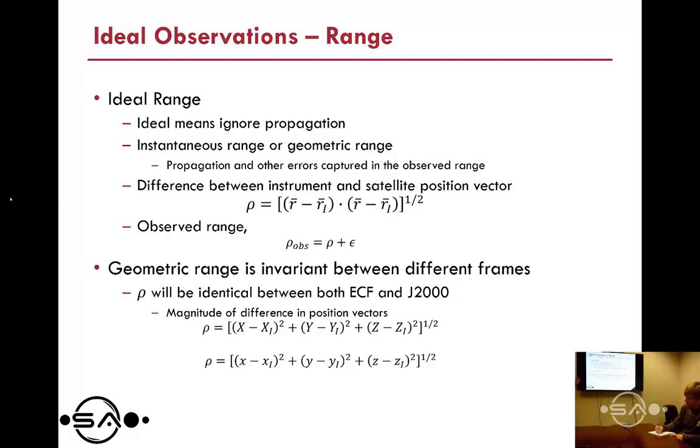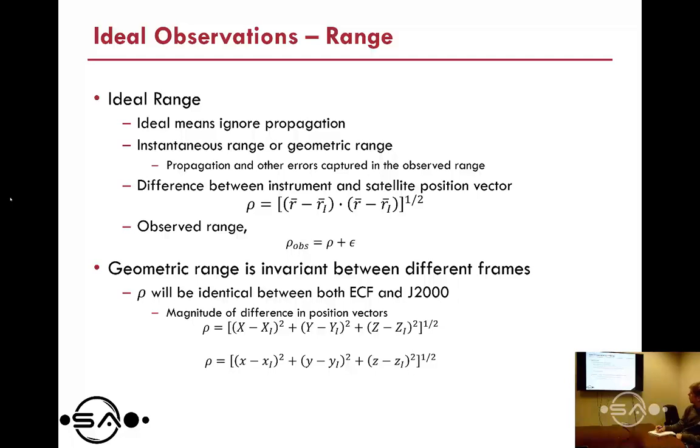We're not considering that in ideal range. We're just saying this is the instantaneous difference between the position vectors, my instrument and where my satellite is, that's my range. And I know it instantaneously. And what we do is capture that propagation and other sources of error in our error term. So we see a difference between the ideal range, or the instantaneous range, and the actual observed range. And so we say, okay, that time of flight and all that, well, that's just the ideal range plus some error. And that'll be our observed range, what we actually see.